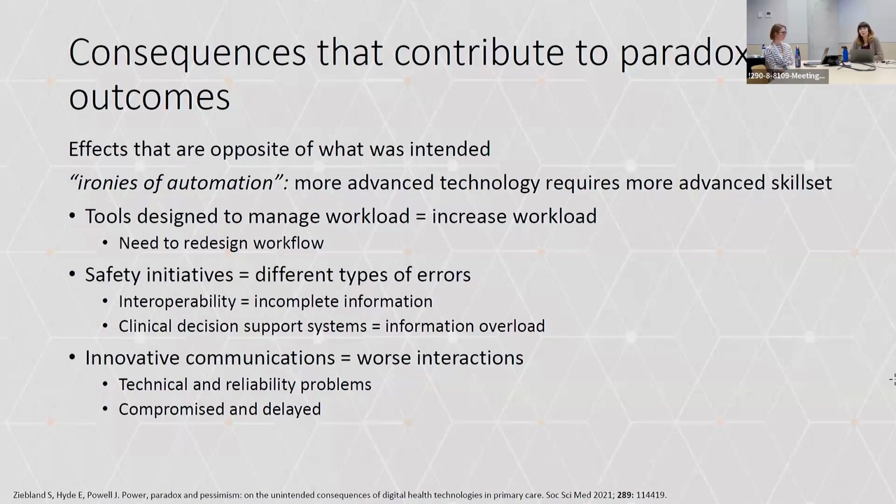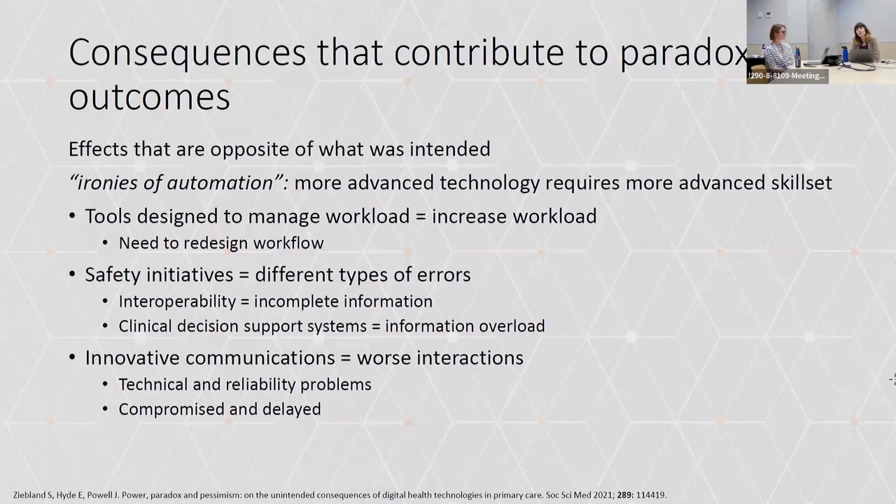Tools designed to manage workload can often increase workload. Safety initiatives that are used to correct some medical errors, for example, might produce different types of errors. One of these they brought up was interoperability. So sharing information, but sometimes that can lead to incomplete information, or clinical decision support systems, which can lead to information overload. So maybe when there's too much information, it makes it harder to actually make a decision.